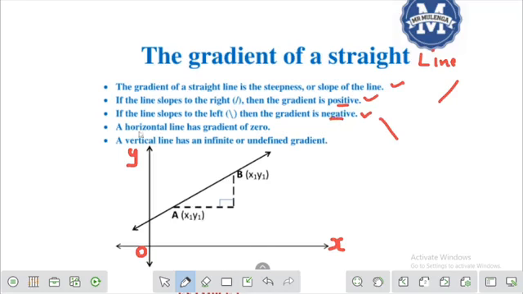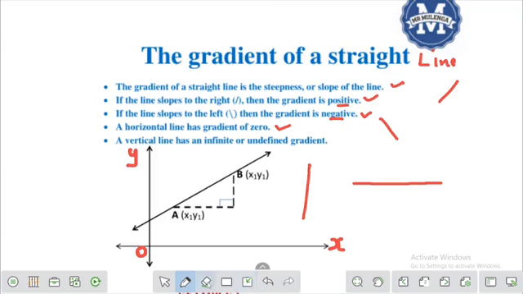Apart from that, a horizontal line has a gradient of 0. A horizontal line is a line which goes in this way. So this horizontal line has a gradient of 0. You must also know this point. Apart from that, a vertical line has an infinity or undefined gradient. A vertical line is a line which is like this. So this vertical line has an infinity or undefined gradient.